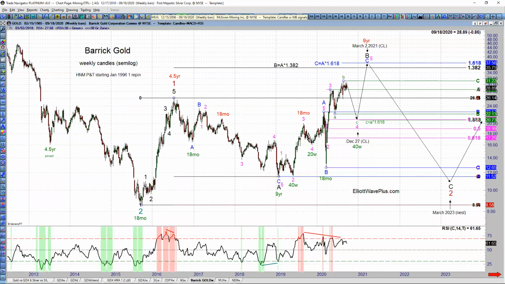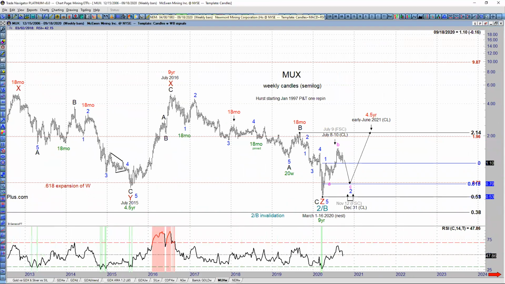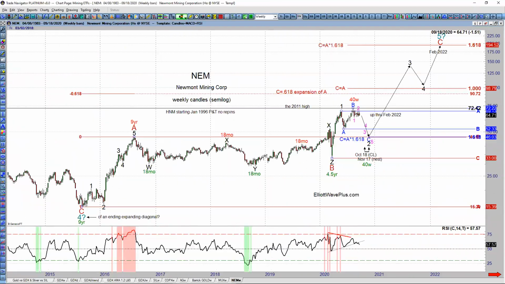And that is on Newmont. I did a new look at the Hurst on Newmont. It is bearish. It's calling this top that occurred back in August a 40-week cycle peak, and we're moving down into a 40-week cycle trough that is due anywhere from mid-October to mid-November. I suspect it will be mid-November. So I think this is going to break to the downside.